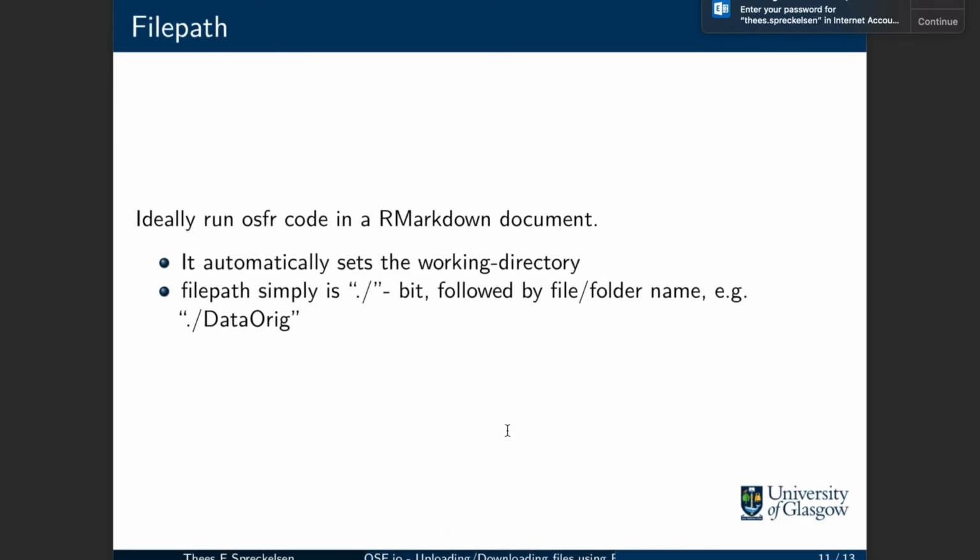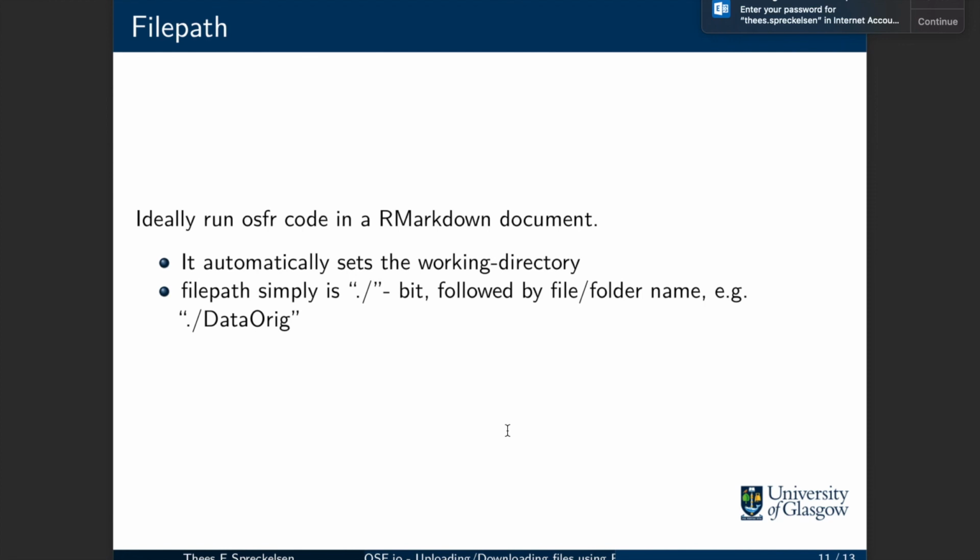One note on file paths. Ideally, I recommend you run osfr code like the upload and the download function in an R Markdown document. An R Markdown document automatically sets a working directory. And that means that if the files are either in your working directory or in a subfolder from it, the file path becomes very simple. For the working directory, it's just a full stop and a slash, and that is followed by the folder or file name that you're interested in.